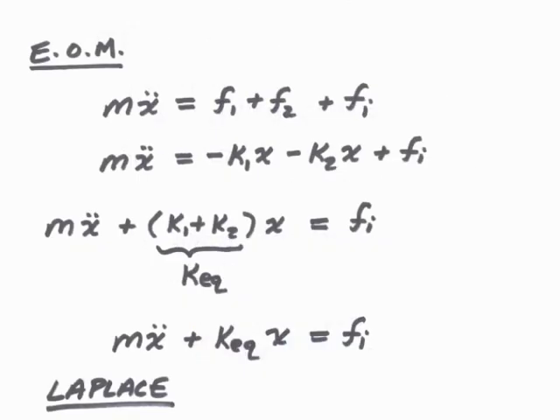Substituting our expressions for F1 and F2 into the equation of motion, we find that the equation of motion becomes m x double dot plus K1 plus K2 times x, and of course K1 plus K2 is K equivalent, equals Fi, or m x double dot plus K equivalent times x equals Fi.